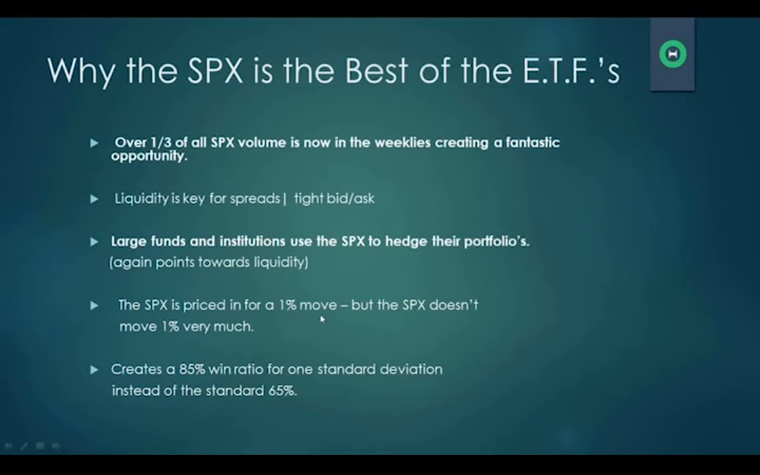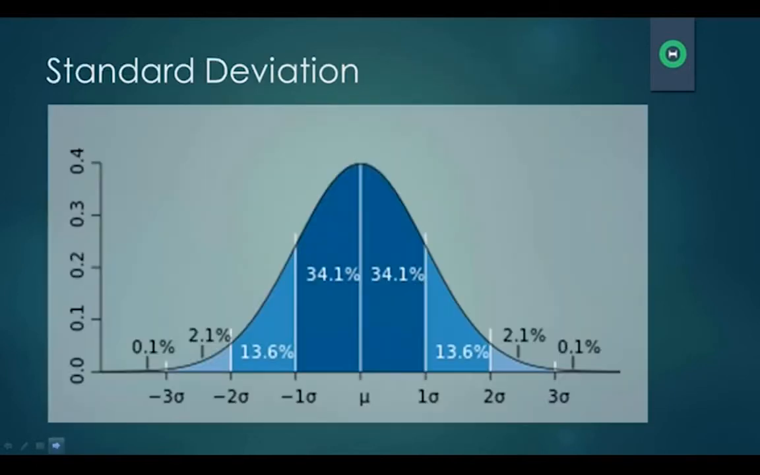Now, the SPX is priced in for about a 1% move, but it doesn't move that much. Very seldom does it move that much. Because of this fact, a plus or minus 1 standard deviation is usually about 65%. With trading the SPX, you're closer to 85%. It becomes more and more attractive all the time.